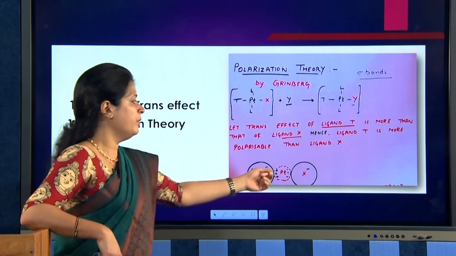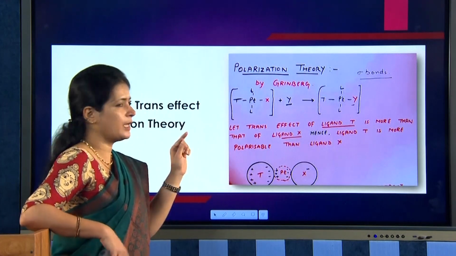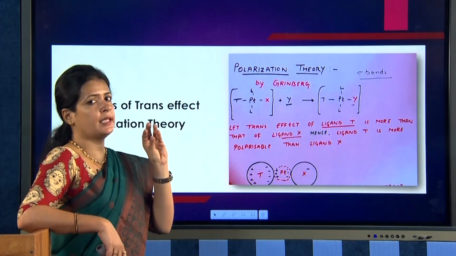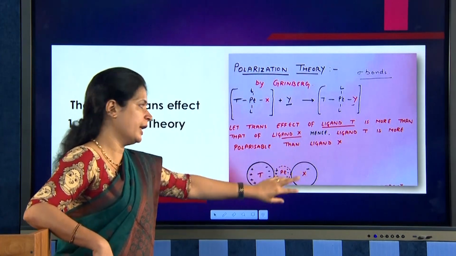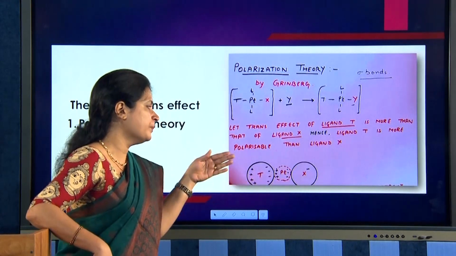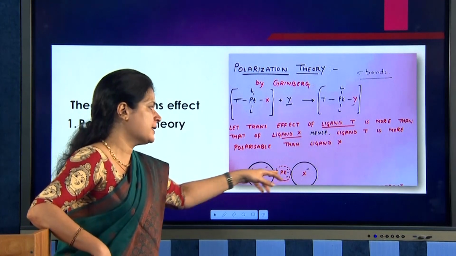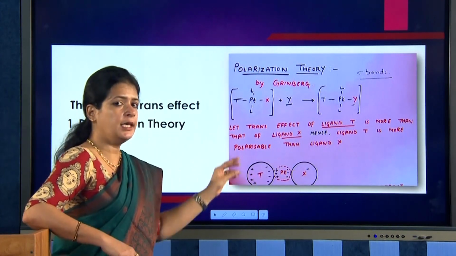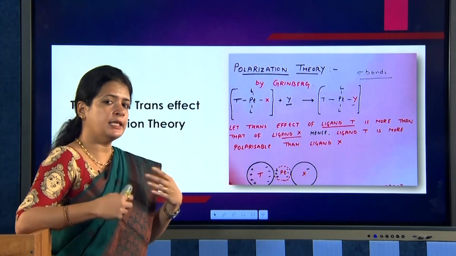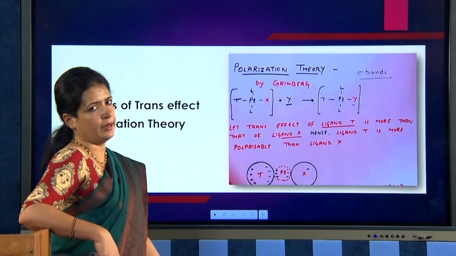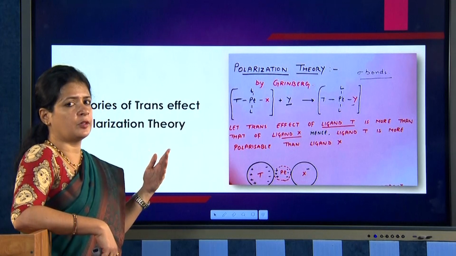Then what happens? We have the leaving group X. X minus has excess electrons, and these electrons will be repelled by this platinum side. As a result, the Pt-X bond will lengthen, which helps in the easy removal of the X minus ligand. That is how the polarization theory explains the trans effect.